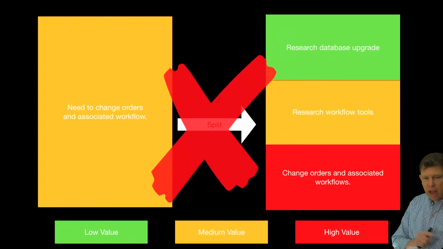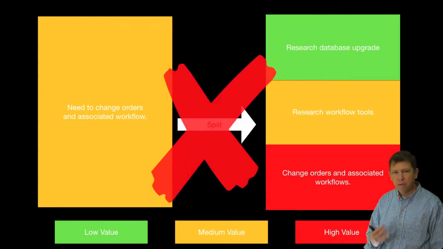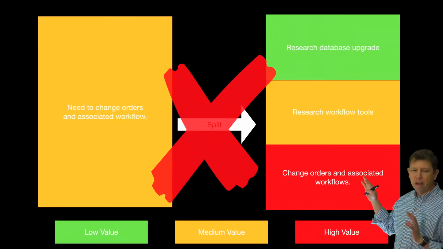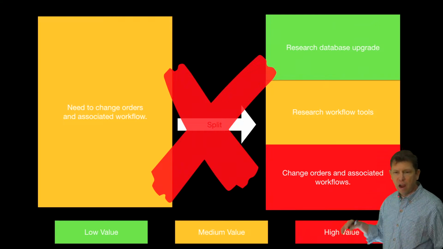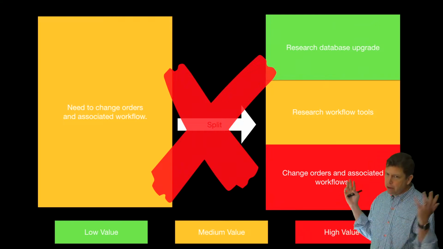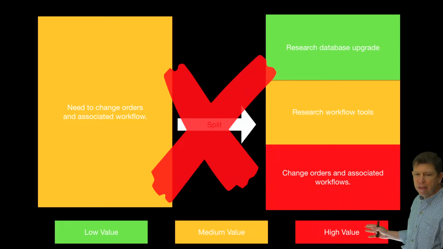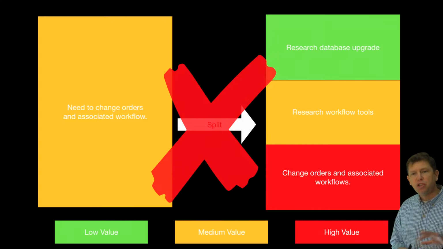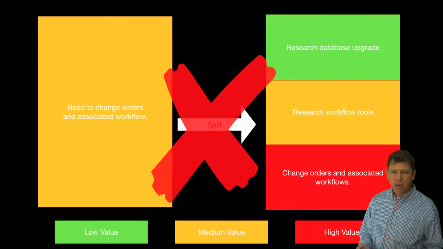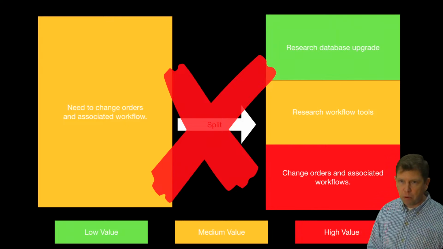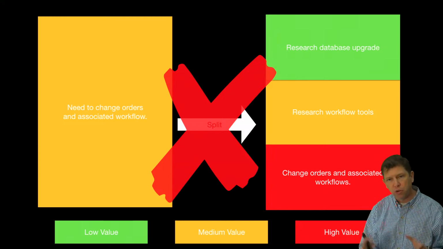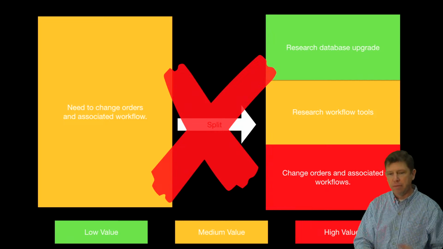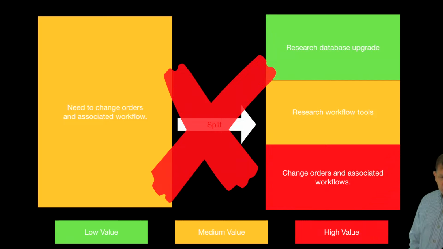Now, notice we did not do it like this. The tendency of developers might be to say, okay, we're going to research database upgrade, which has very low value to the customer, research workflow tools, which maybe would have medium value, and then the high value, which is actually change the order and associated workflows. Now, as part of each story that we delivered that we had split, if we needed to figure out how to update the database, that was just part of the story. But the story was all driven around what is meaningful to the customer that we're trying to satisfy and make happy here. Does that kind of make sense?